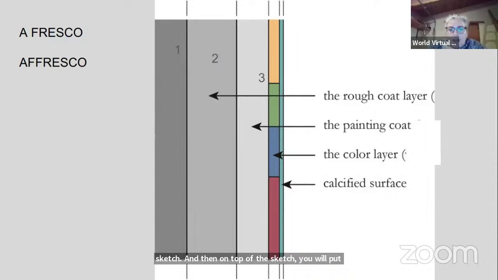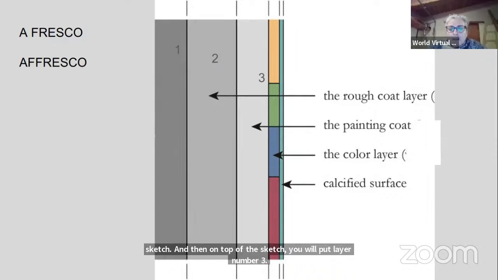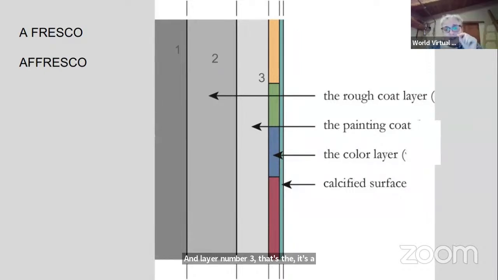number 3. And layer number 3 is a very thin, in reality a much thinner layer of fresh plaster, and it's on that fresh plaster that you're going to paint. And so the paint is going to dry on the fresh plaster and will become one with the fresh plaster. So there is a chemical reaction that makes it then one single layer.